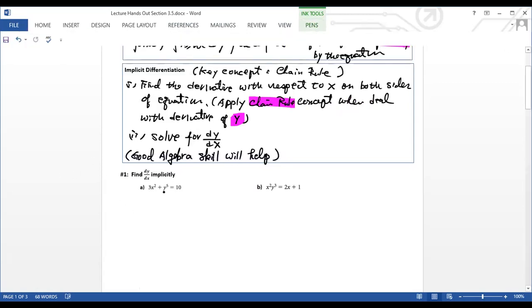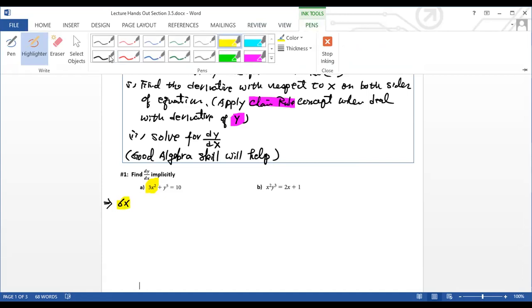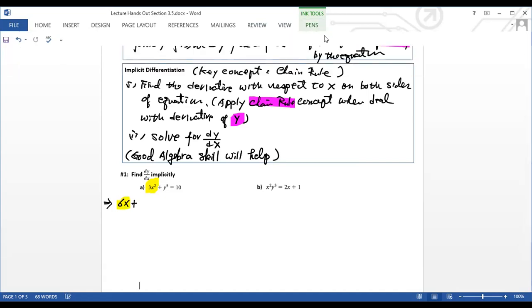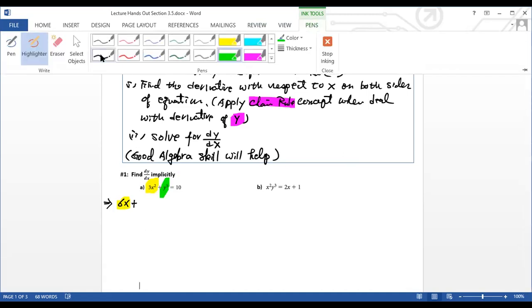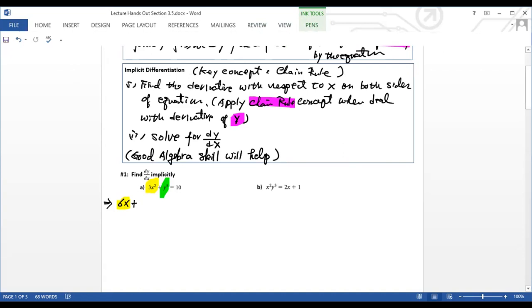Okay, so the first term, I said, take the derivative with respect to x on both sides, right? So this is 3x squared. Take the derivative, what is here? 6x. So this is just pure, you take the derivative of 3x squared. Now you say plus. Remember here, this is y to the fifth, correct? I know y is a function of x, f of x, but I just cannot write it.